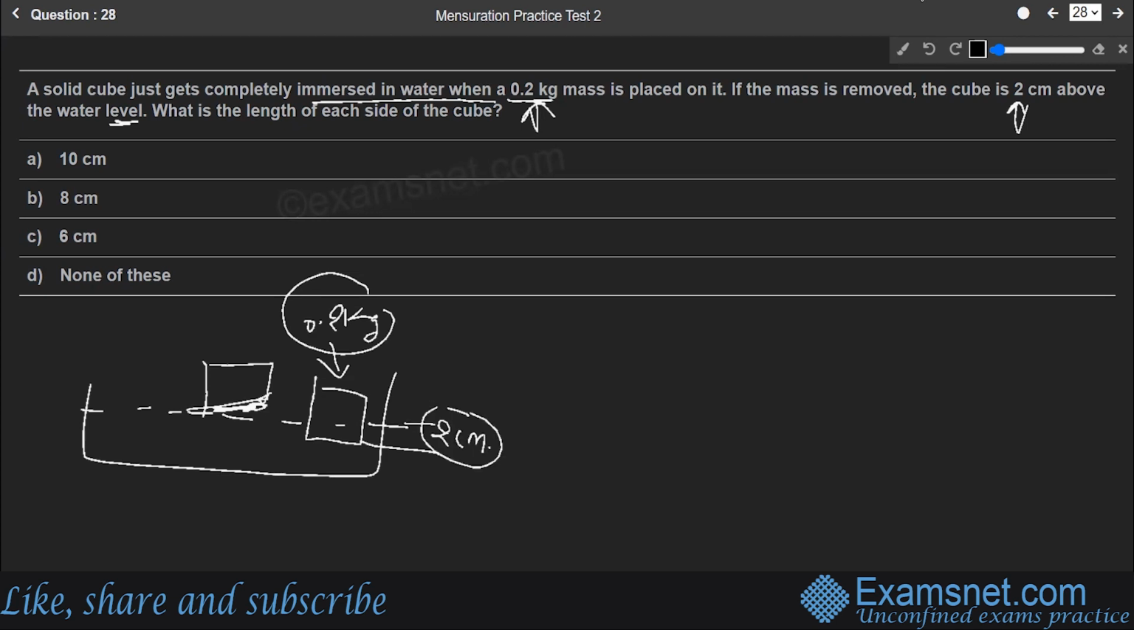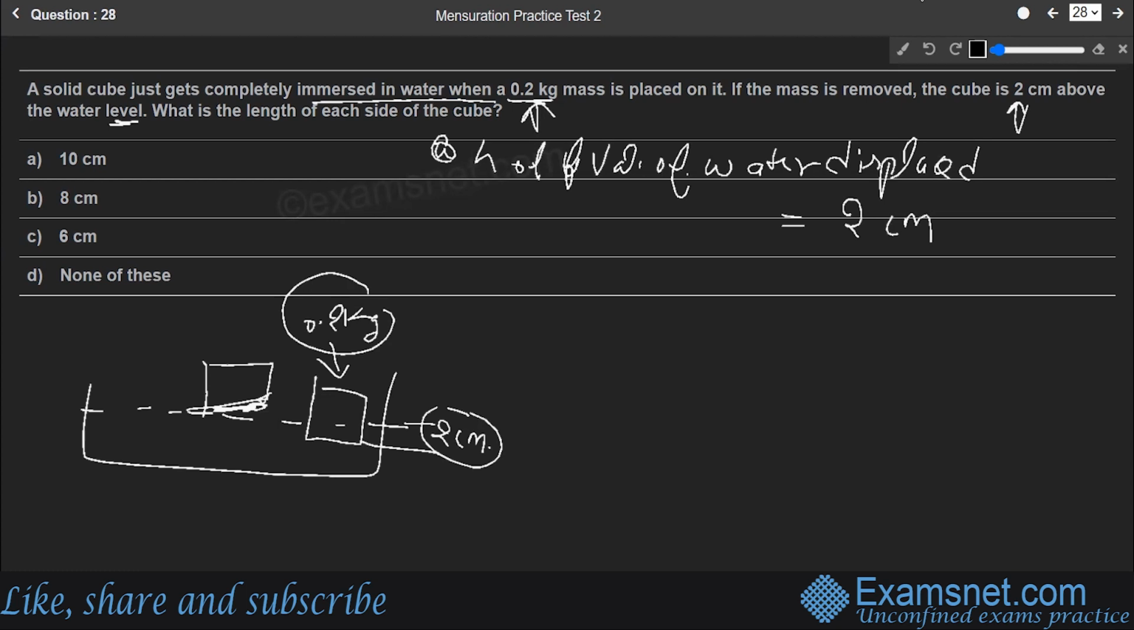So we can treat this as the height of the volume of the water that has been displaced by the weight of 0.2 kg. This can be understood like that. So we can simply take the height of the volume of the water displaced as 2 centimeter. And the length and breadth of the cube will be taken as the other dimensions. That is not given.